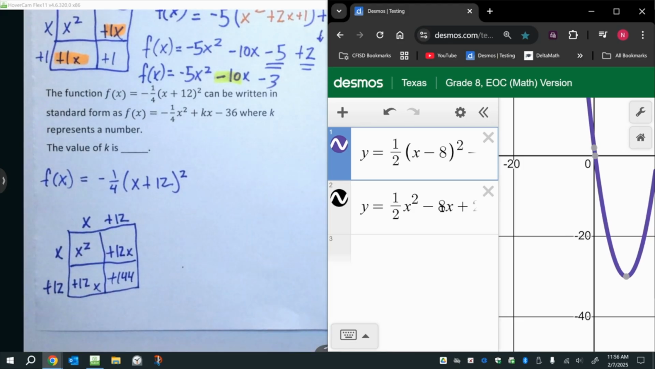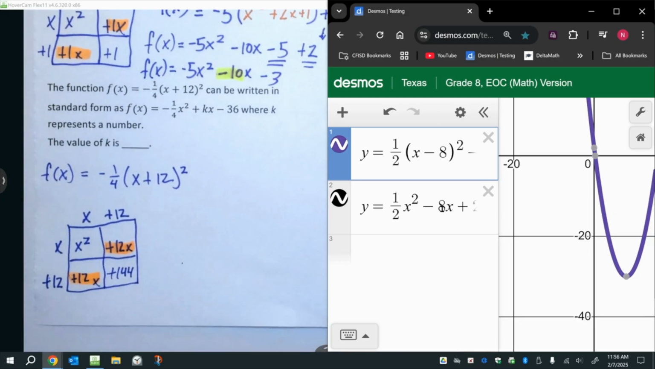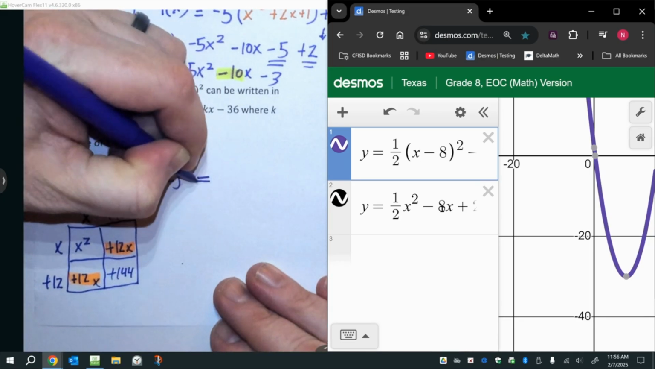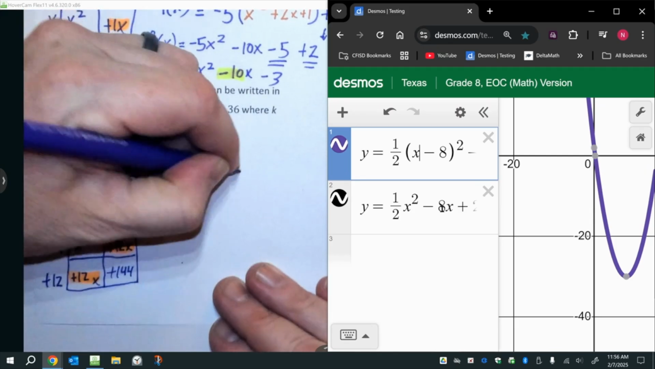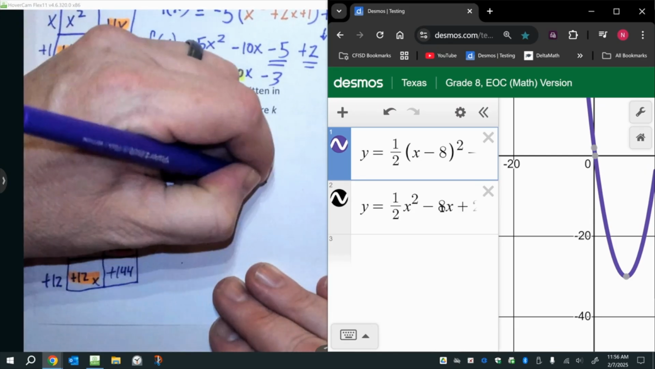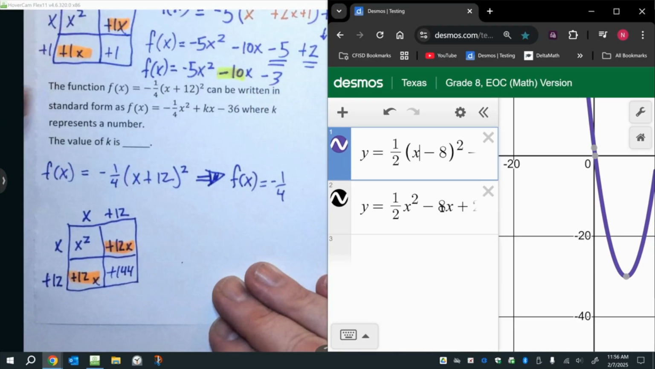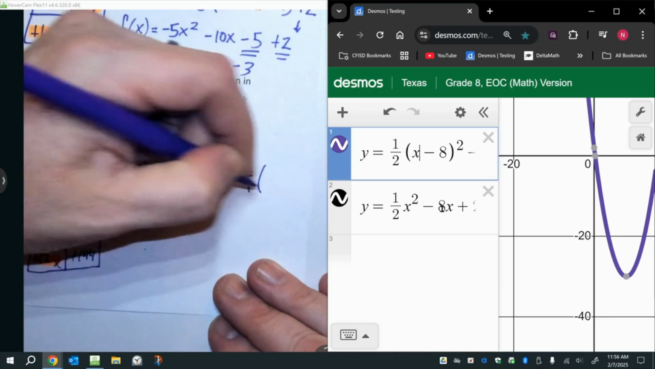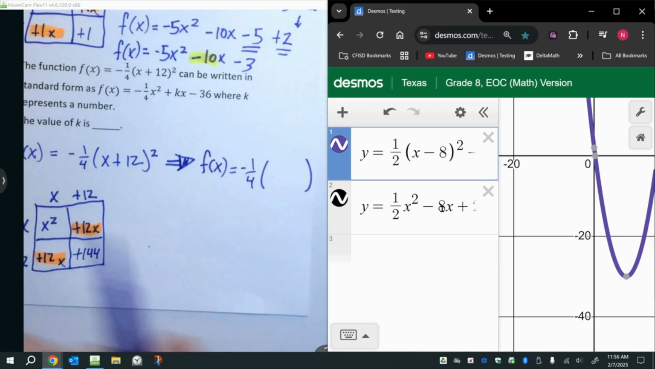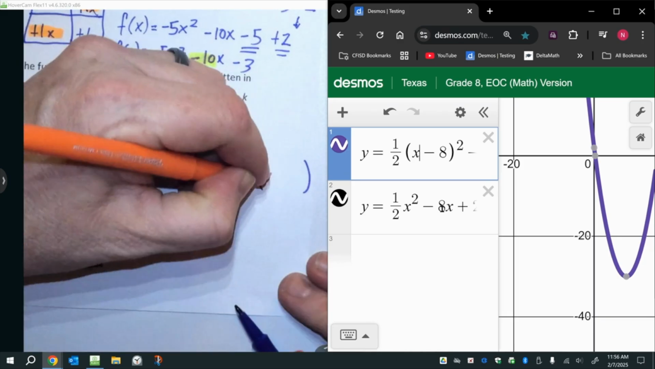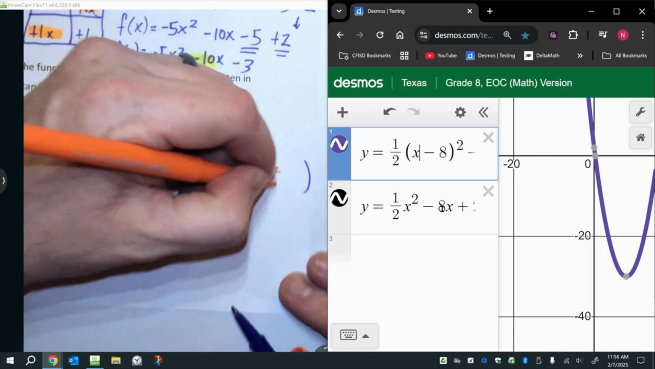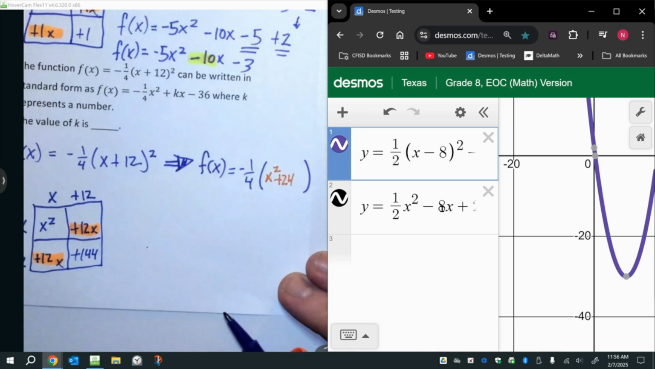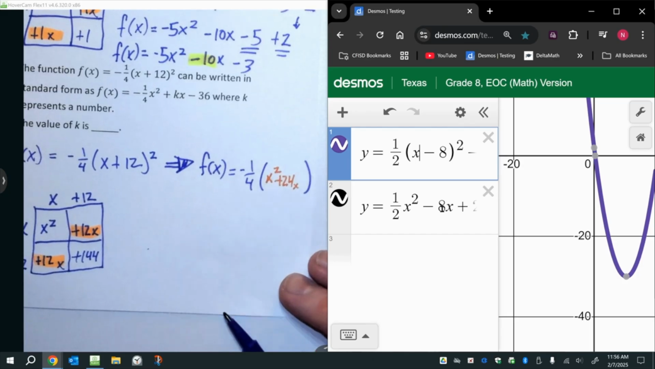And so now I will take this and put it over in that section that I need it to be in. So now this becomes f of x equals -1/4, and then in parentheses, I don't know if I'm going to have enough room, x squared plus 24x plus 144.